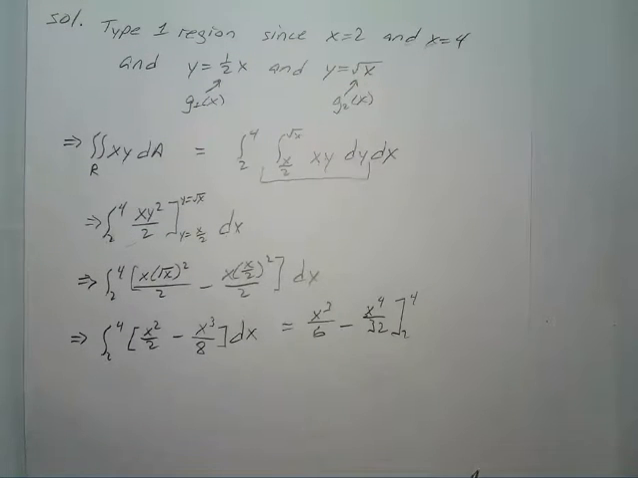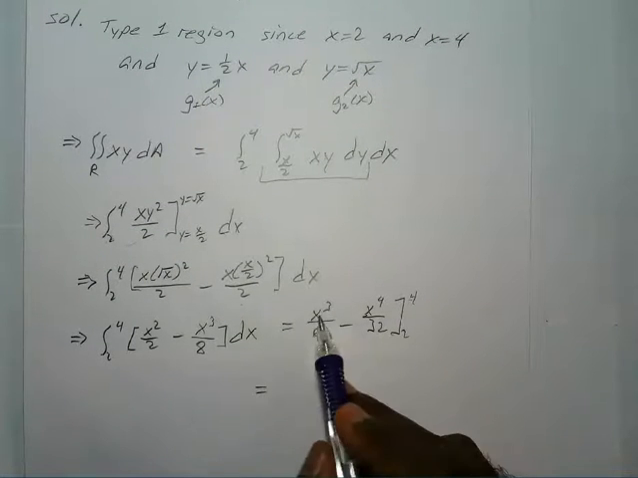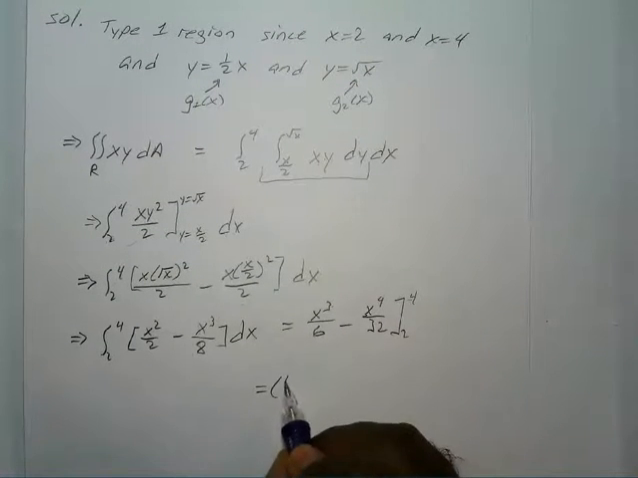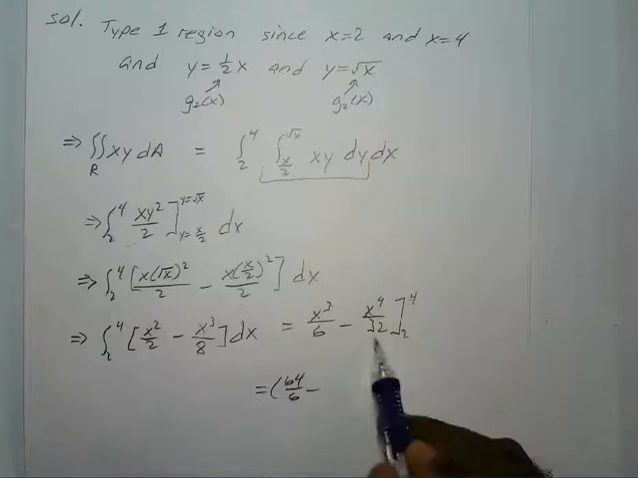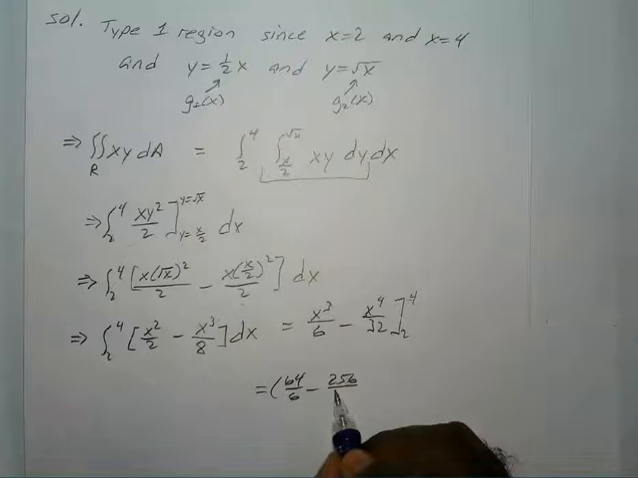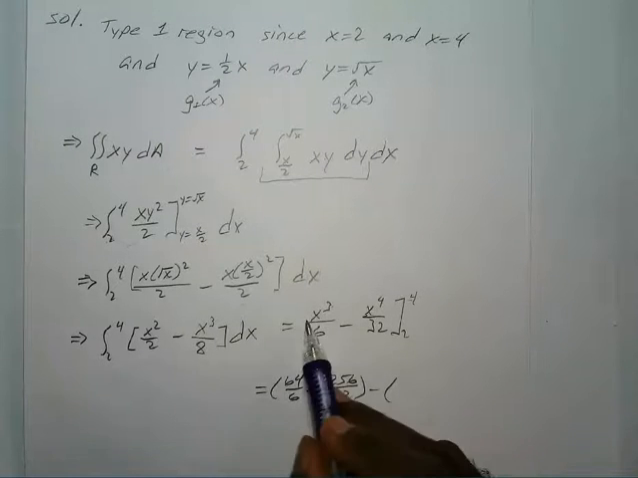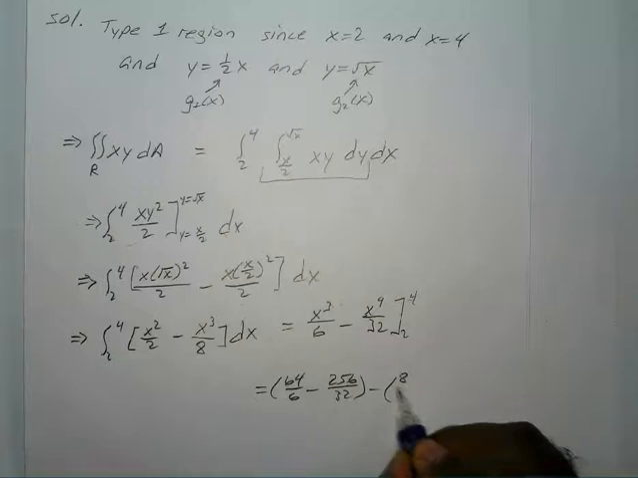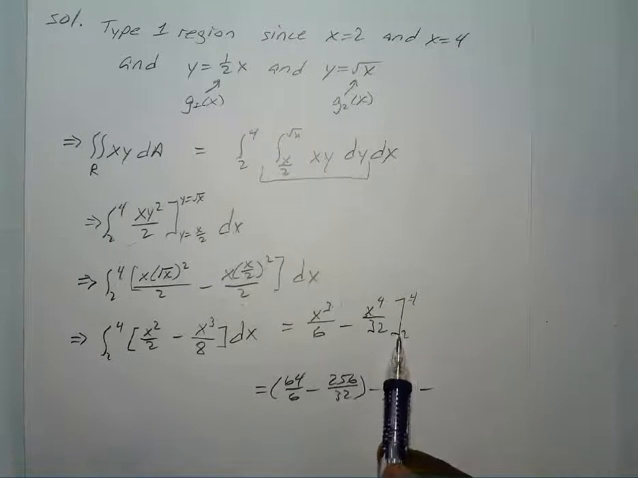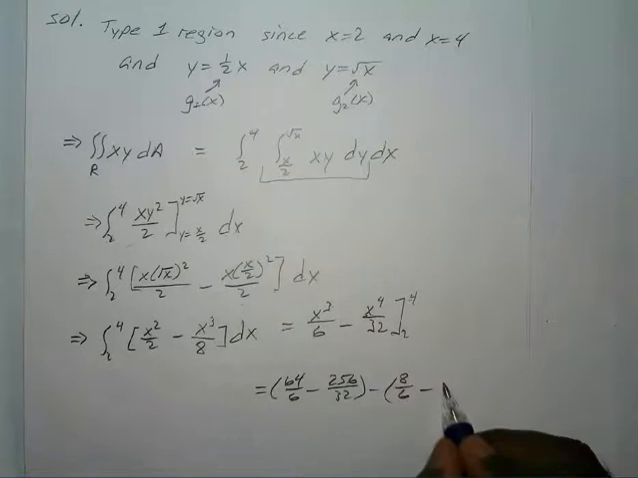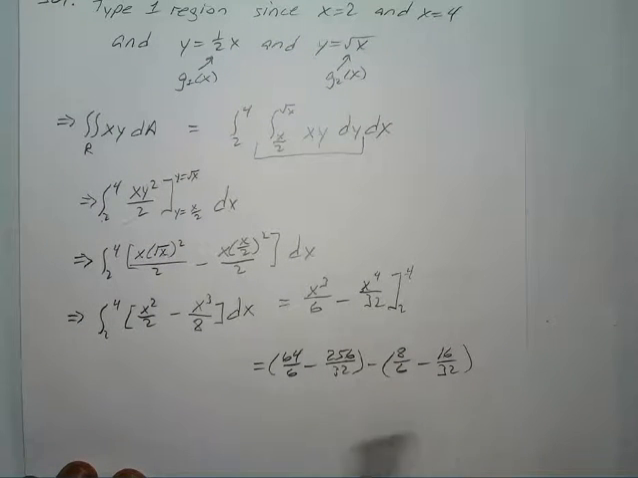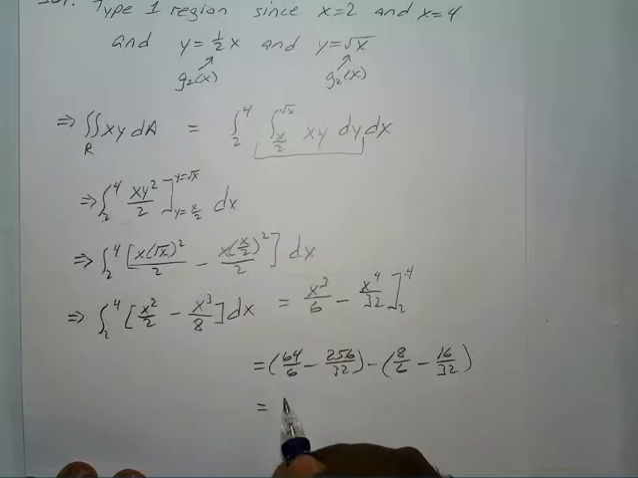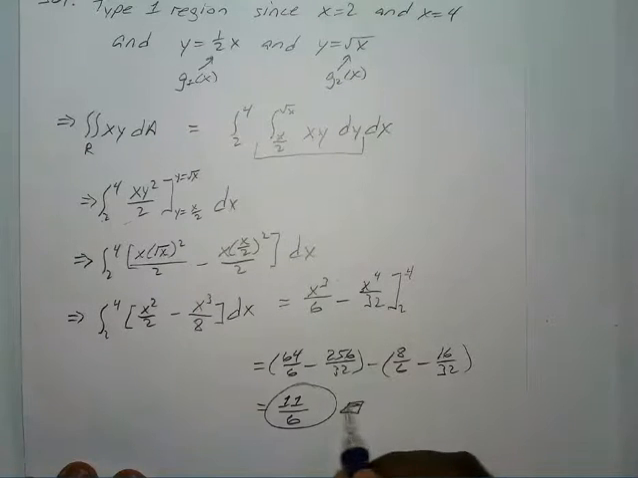Okay. So we go ahead and plug in our 4. 4 to the third power is 64. So you have 64 over 6 minus 256 over 32. Minus, you have 2 to the third power, which is 8. So 8 over 6 minus 2 to the fourth power is 16. You have 16 over 32. Okay, so once you combine and start simplifying and everything else, you end up with 11 over 6 as your answer.